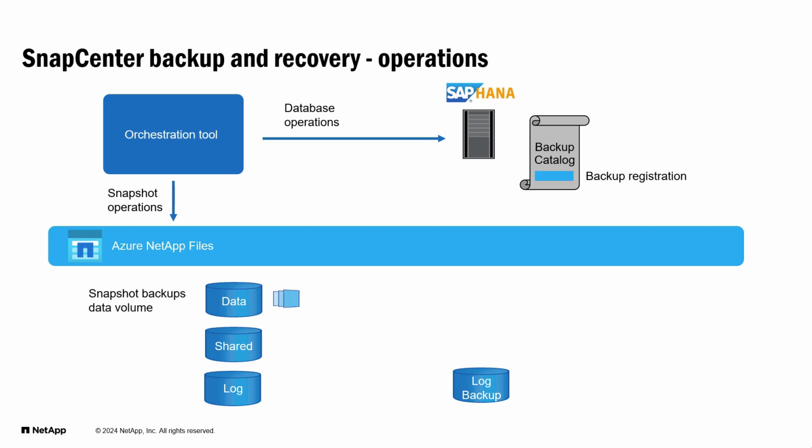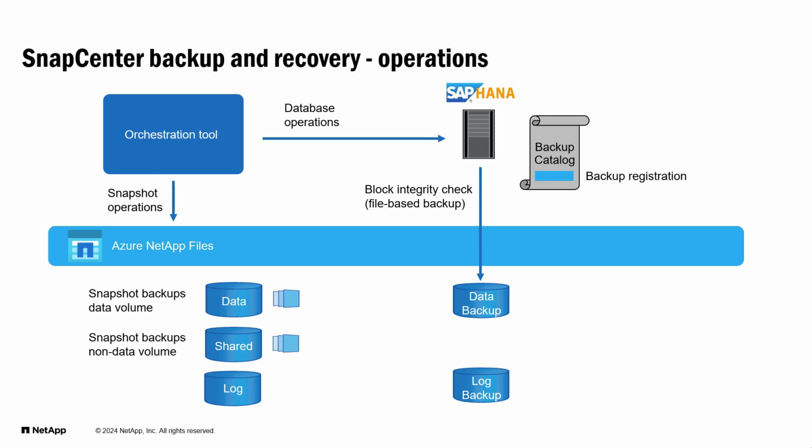in combination with the ANF snapshot backup operation. Before and after the ANF snapshot is created, database quiesce and unquiesce commands need to be executed. When the backup operation is finished, the snapshot backup needs to be registered in the HANA backup catalog. On a weekly basis, HANA database block integrity check operations should be executed in addition to snapshot backups. The block integrity check is done with a file-based backup. And finally, binaries and configuration file backups should be part of the backup strategy, so the HANA shared volume needs to be backed up as well.